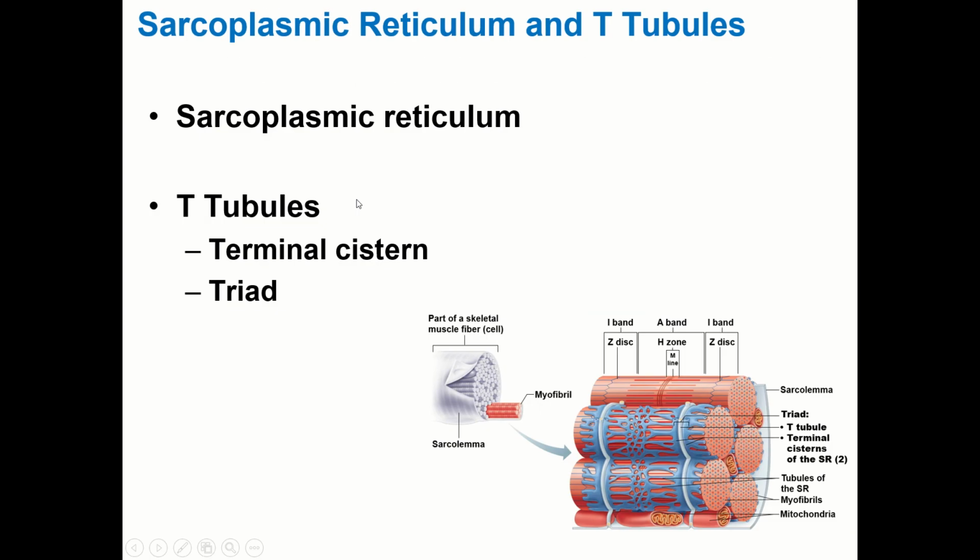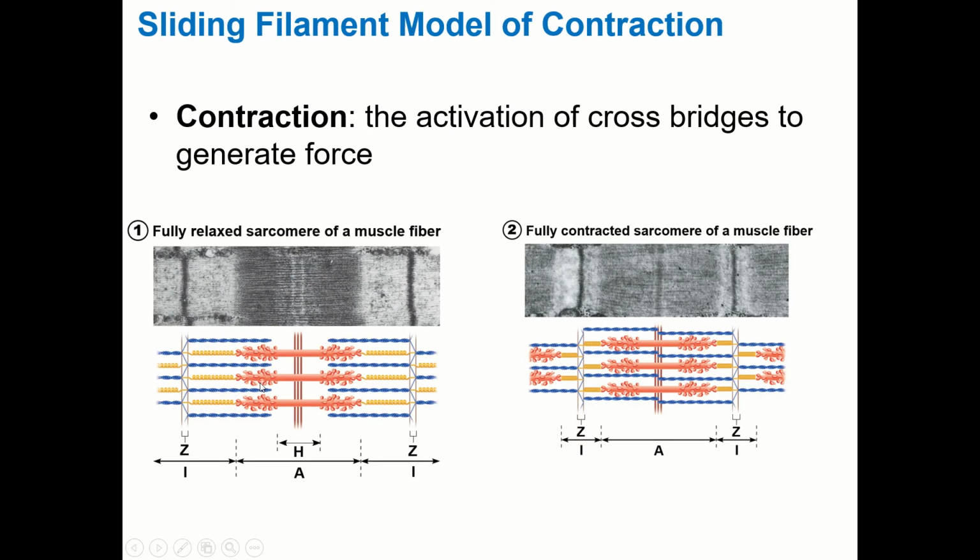I didn't realize I could zoom on my slideshow. Turns out I can. All right, we talked about the sarcoplasmic reticulum, talked about the T-tubules. The terminal cistern is kind of this thicker area here. I won't ask you about that in any detail yet. And so the triad is just the interaction of those 3 things. All right.